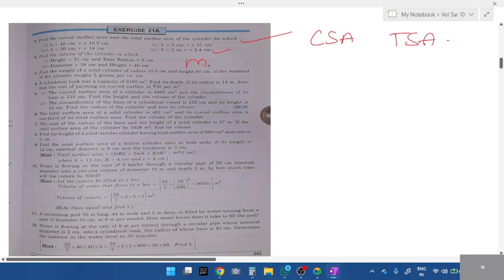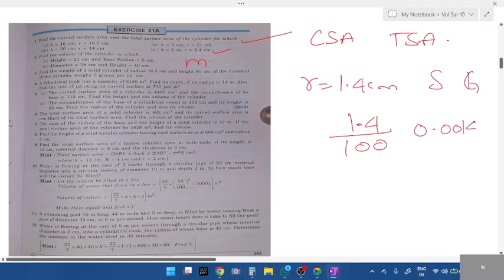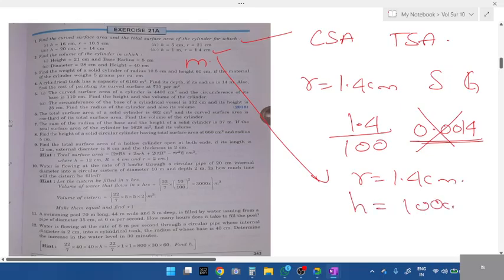Try the last question. Convert 1.4 centimeter. Radius is equal to 1.4 centimeter. If you want to convert into meter, from small to big, we need to divide by 100. You get 0.0014. This is very less. 0.0014 is less, so therefore keep r as 1.4 centimeters. Convert h. 1 meter is equal to 100 centimeters. You can use this and solve. This is how we have to think.